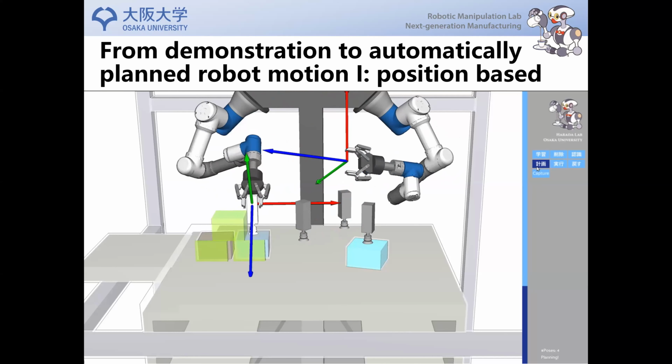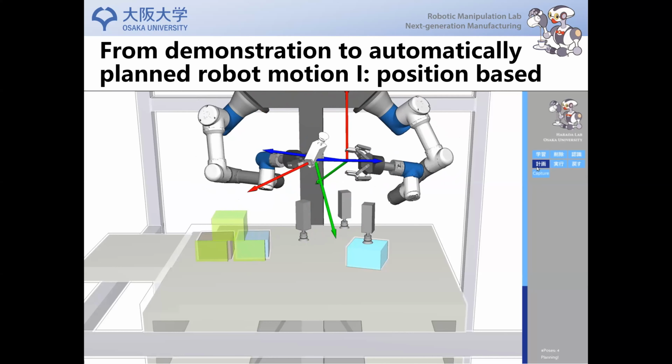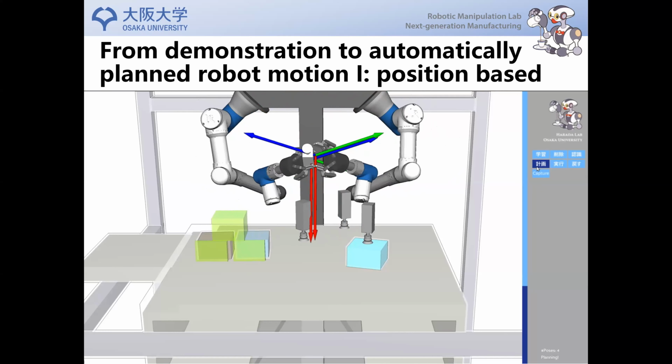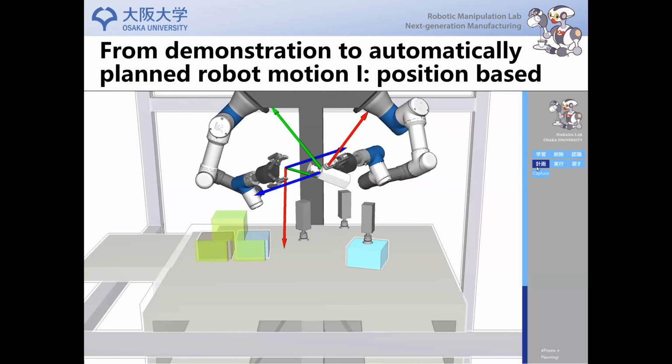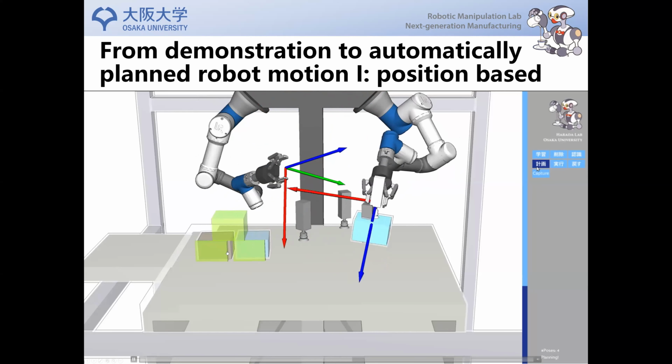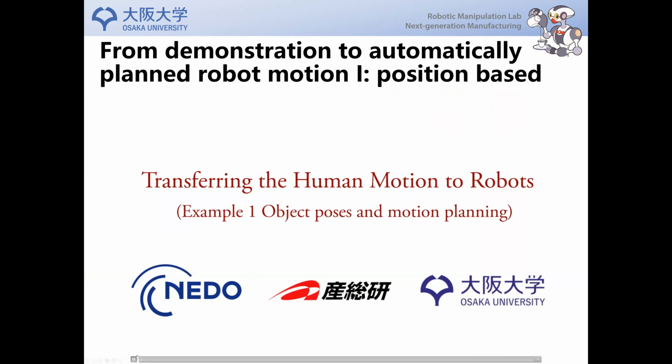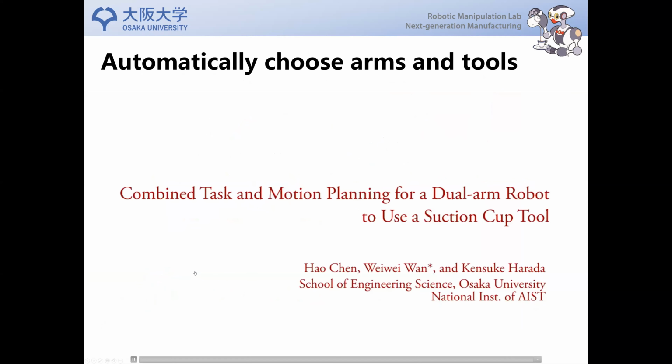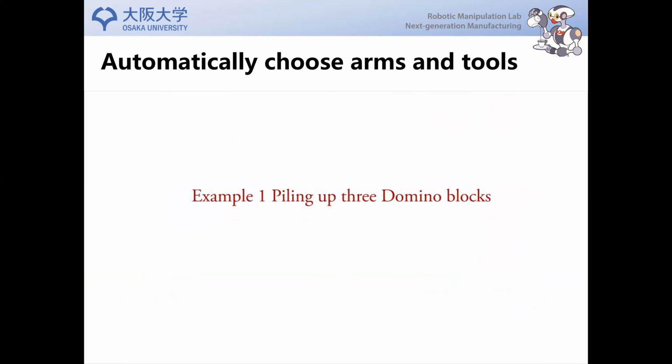We are familiar with that. It is about the combined task and motion planning. And finally, we get the robot sequences, and then we will send the sequences to the real robot for execution. In the next video, I show several working examples, real world examples.